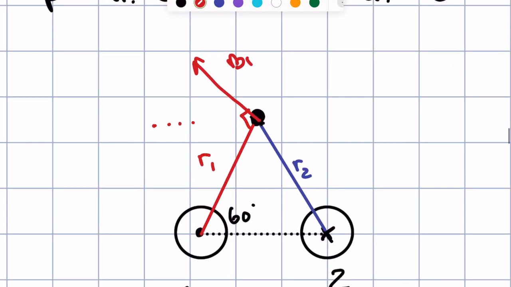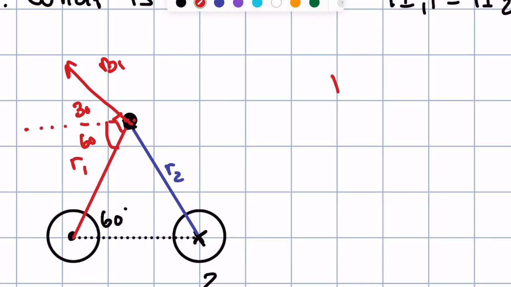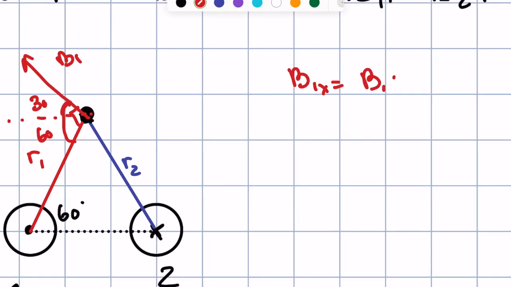If we were to draw another triangle, this one is going to have 60 degrees, because this is 90, that means that this is 30. So then we can divide B1 up into its components. So B1x is equal to this here. And if this is the angle, that's going to be B1 cosine of theta. And then B1y is equal to B1 sine of theta, where theta here is just 30 degrees.